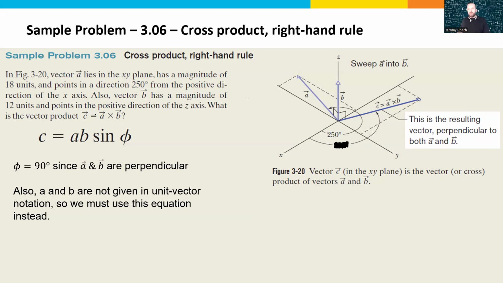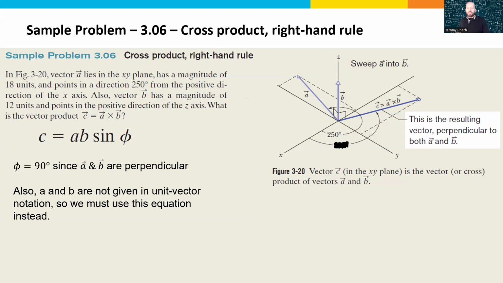All right, so there's a lot going on here in this diagram. We want to figure out what this result is. It says, what is the vector product C equals A, vector A cross vector B? So we do know one thing. We know that psi is equal to 90 degrees because A and B are perpendicular. And we can see that from our diagram here.